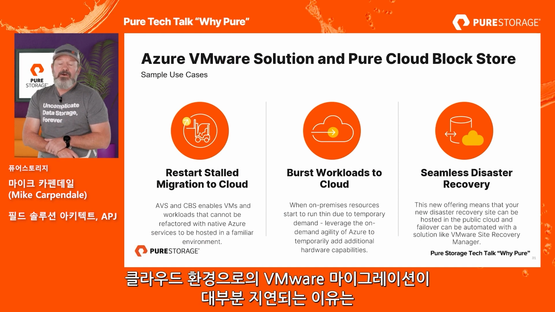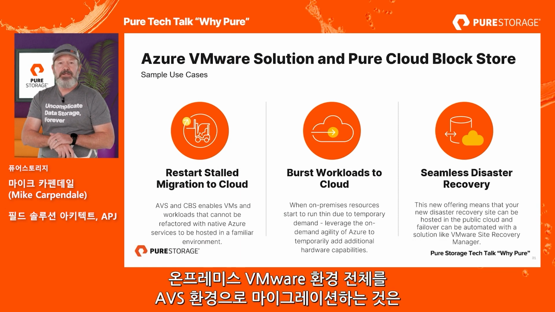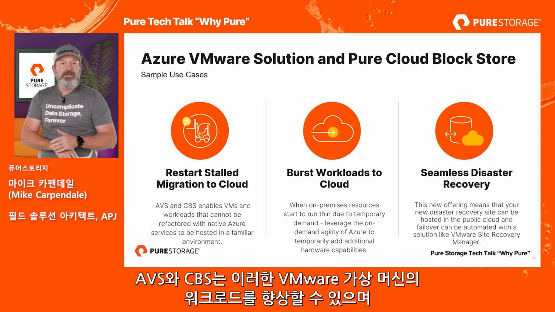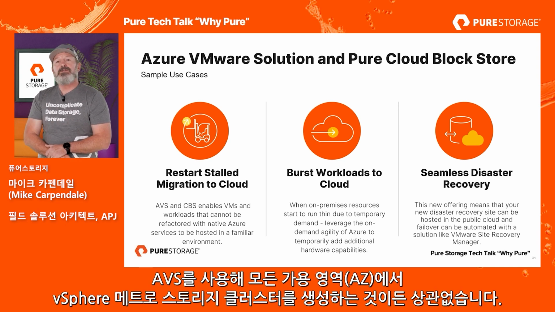We're finding that a lot of VMware migrations into a cloud environment become stalled because of the cost model, because it is not as cost effective to migrate my entire on-premise environment, my VMware environment, into an AVS environment. We're also finding that AVS and Cloud Block Store is very capable to help burst those VMware virtual machine workloads up and down, and then provide seamless disaster recovery, whether that be from an on-premise into the cloud, or to make a vSphere Metro storage cluster with AVS across two AZs.